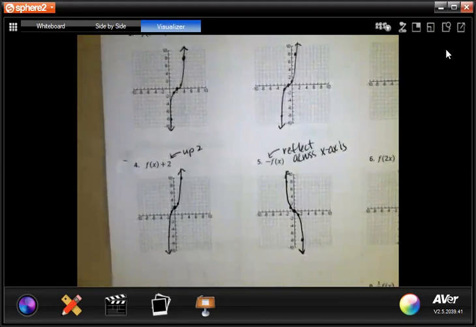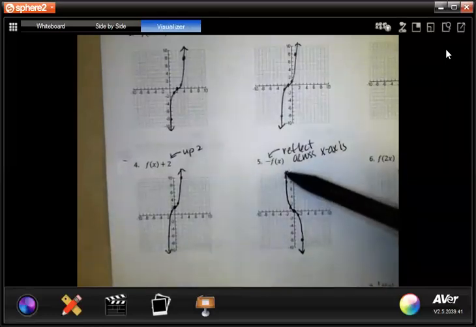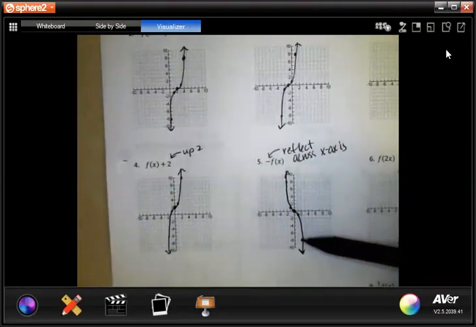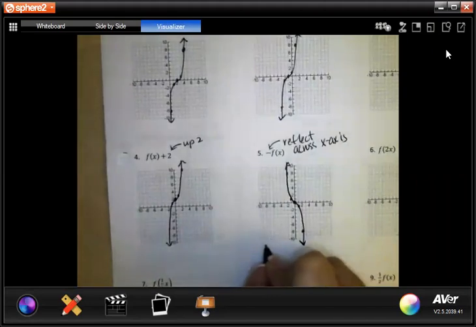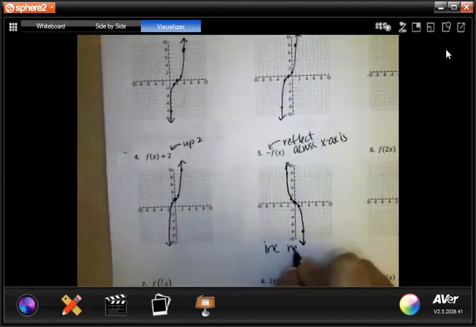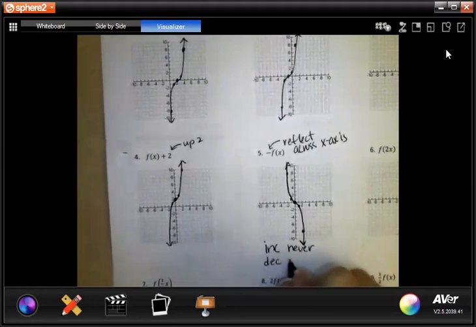In this case, the domain and range is not changed either, since it's still all real numbers from left to right. However, this graph is decreasing this entire time as we move to the right. So for this graph, we would say decreasing from negative infinity to infinity, never increasing.